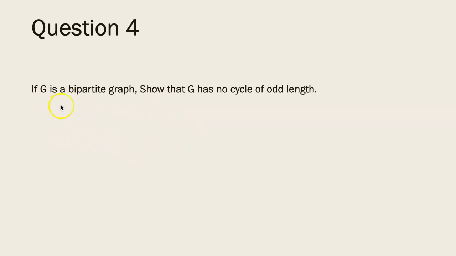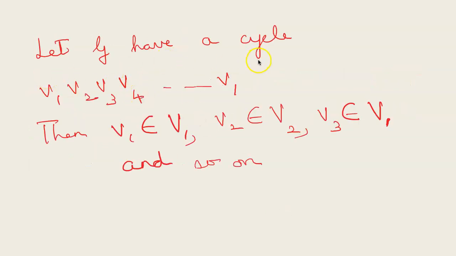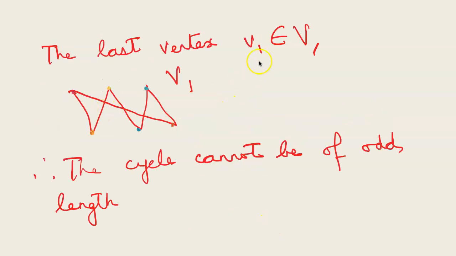Question 4. If G is a bipartite graph, show that G has no cycle of odd length. Let G be bipartite. So G can be written as V1 union V2, such that every edge in G joins a vertex in V1 to a vertex in V2. So suppose G has a cycle V1, V2, V3, V4 and we come back to V1. Then V1 belongs to capital V1, V2 belongs to capital V2, V3 belongs to capital V1 and so on because it is a bipartite graph. So the last vertex V1 will belong to capital V1 again.